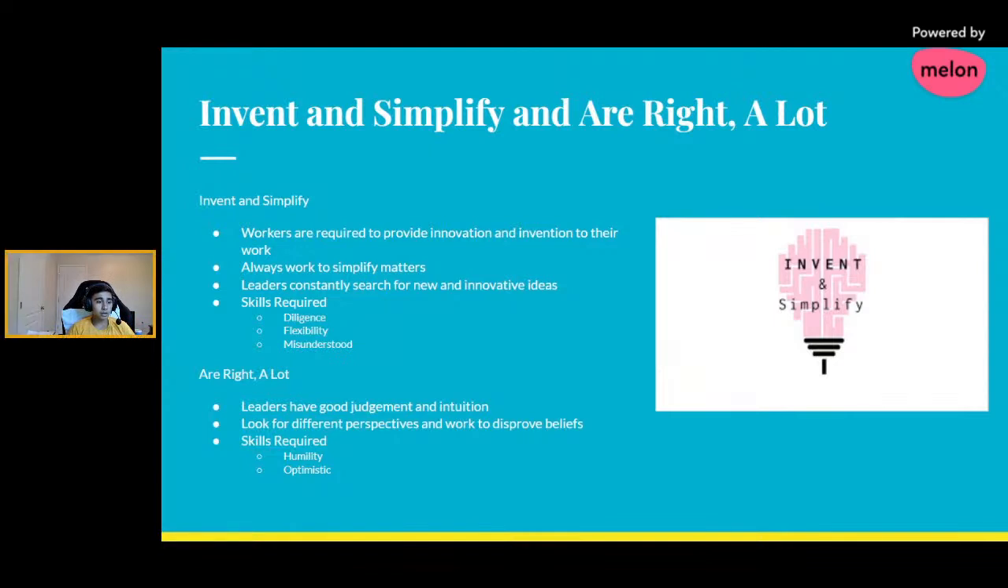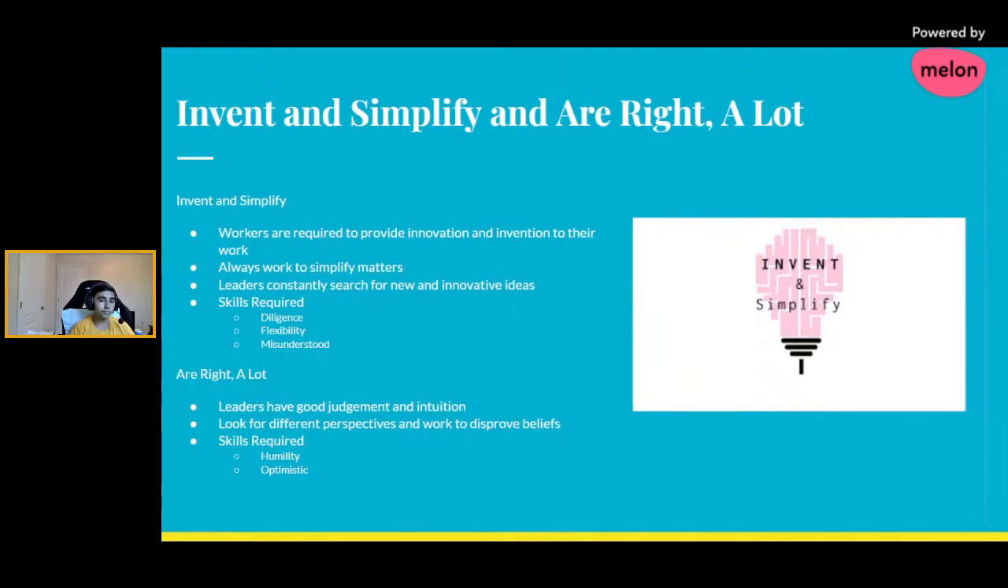Next, we have all right a lot. So leaders have good judgment and intuition, and they look for different perspectives and work to disprove beliefs. The skills required for this are humility and optimism.